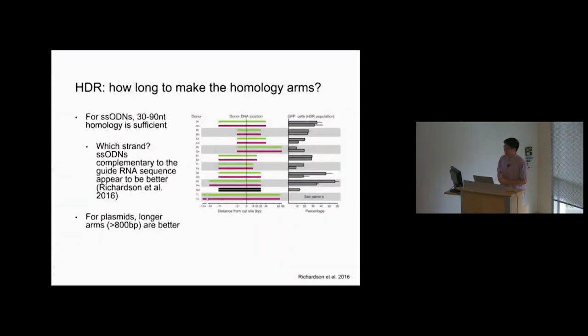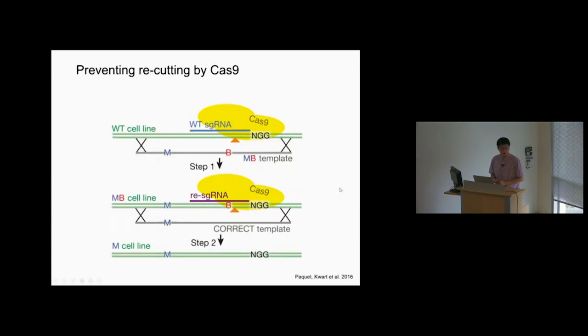So how long should we make the homology arms? For ssODNs, anywhere from 30 to 90 nucleotides has been very successful. This is a paper by Professor Jacobsen's group in 2016 where they profiled different configurations of donors to see which one is the most active. And for these, having a 36 base pair homology arm on one side and a 90 or so base pair arm on the other side seemed to be quite robust.